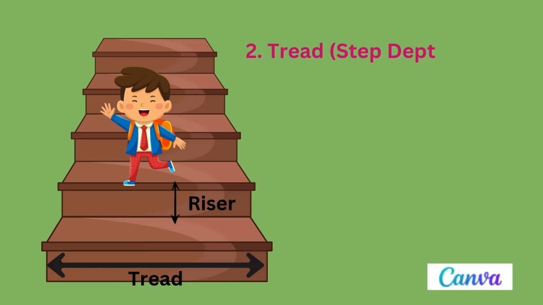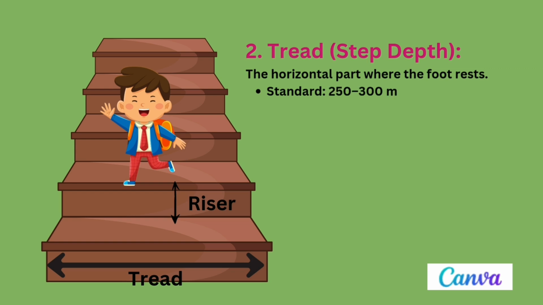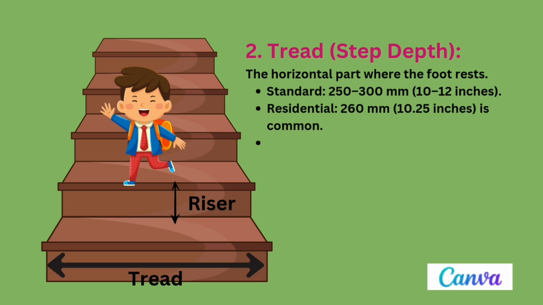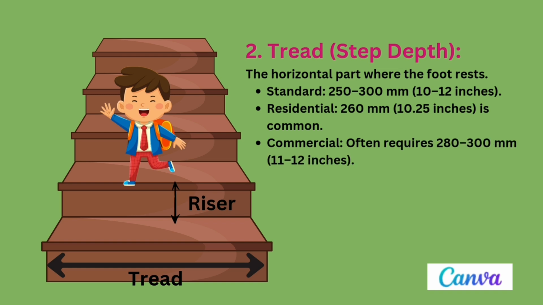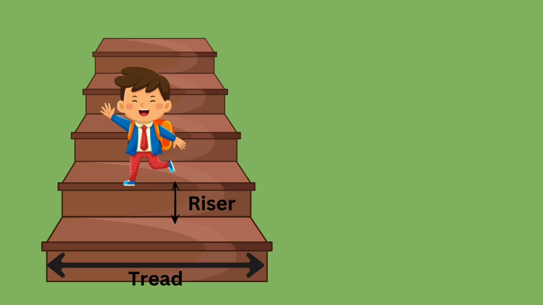Number 2, tread depth. The horizontal part where the foot rests. Standard is 250 to 300 mm, that is 10 to 12 inches. Residential, 260 mm, that is 10.25 inches, is common. Commercial often requires 280 to 300 mm, that is 11 to 12 inches.